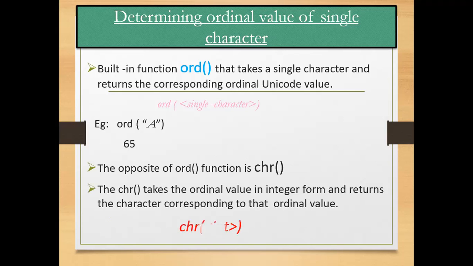Similarly, if I take the inbuilt function chr, that is character, and in the brackets I put an integer, it gives me the character for which that ordinal value is of that number. So the opposite of the ordinal function is the character function. The chr function takes the ordinal value in integer form and returns the character corresponding to that particular ordinal value. Okay, so this much we had done last class, and besides this we had done slicing.